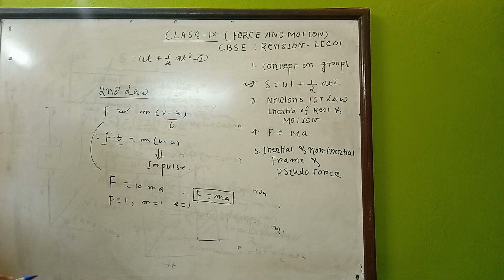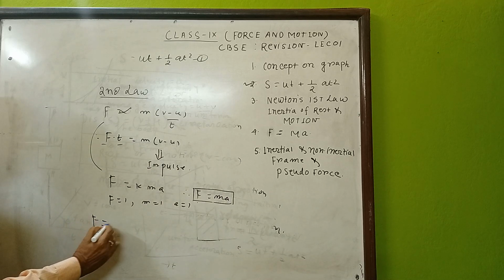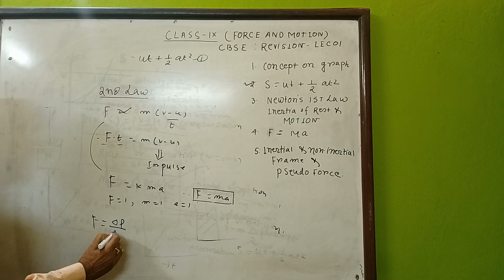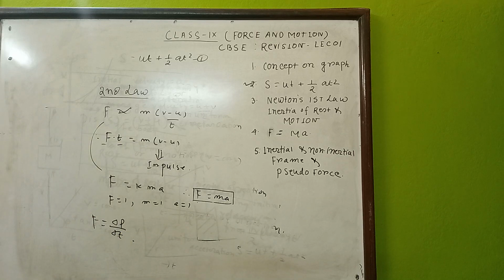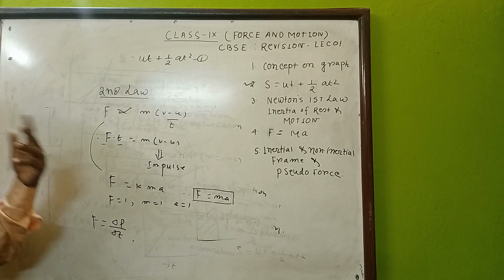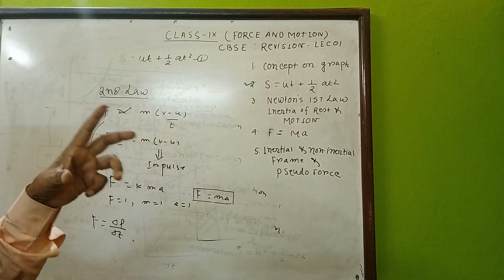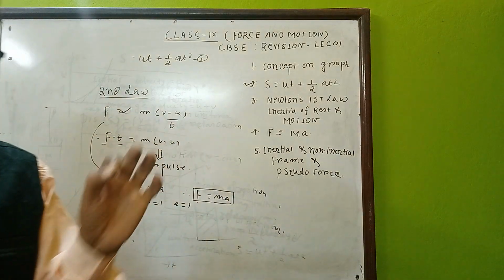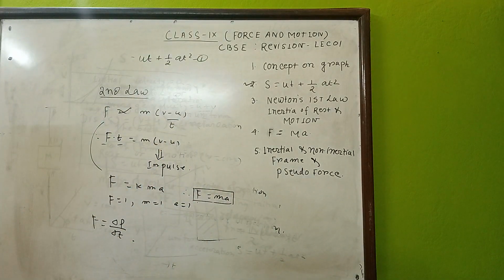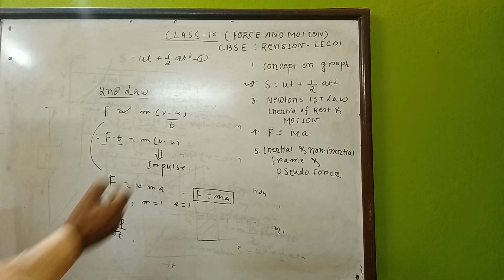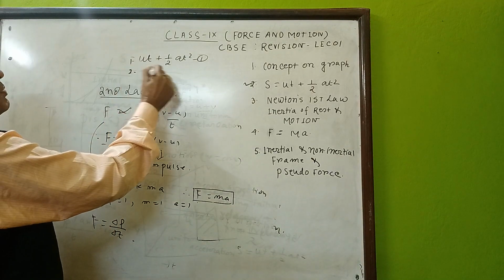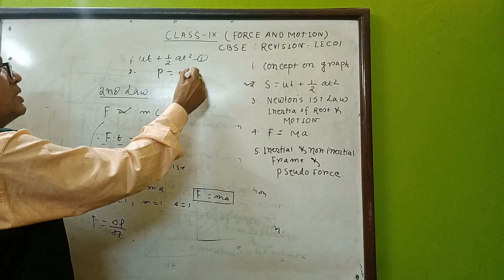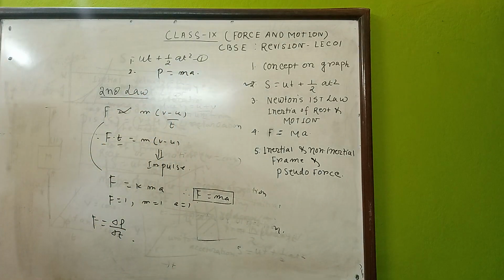So always remember, if you calculate the change in momentum, and divide the momentum change by time, then you are getting the force. Force equal to change in momentum by change of time. So whenever you are going to calculate force, first calculate the change in momentum and divide by the time for change of momentum, you are getting force. So this is another equation you are getting, F equal to ma. Clear? So this is the second equation.